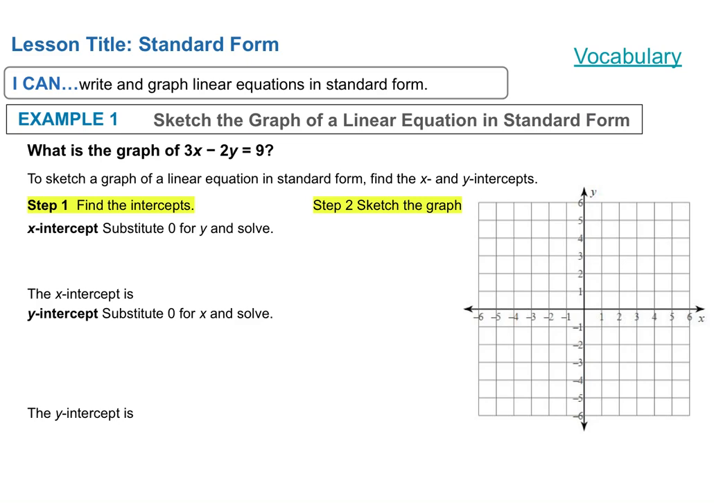We want to learn how to graph a line in standard form. So in order to graph a line which is in standard form, such as 3x minus 2y equals 9, we want to find the intercepts, both the x and the y intercept.